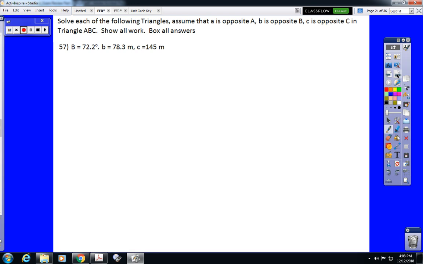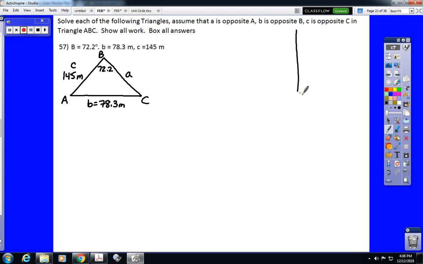Okay, next problem. Here we have another triangle. Again, we know it's an ABC, so we just draw a generic triangle. It doesn't need to be perfect. It's not important. Angle B is 72.2 degrees. Little b is 78.3 meters. And little c is 145 meters. So we need to find little a, the measure of angle A, and the measure of angle C. We'll make a little box up here and write that down.